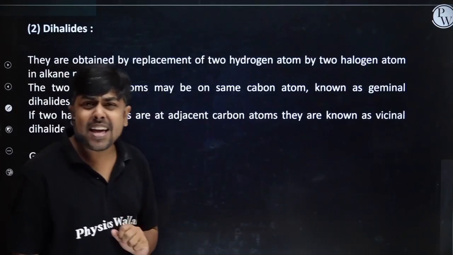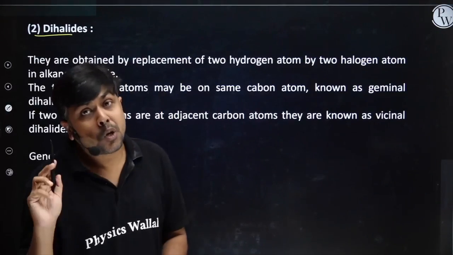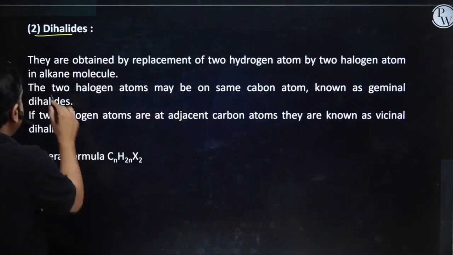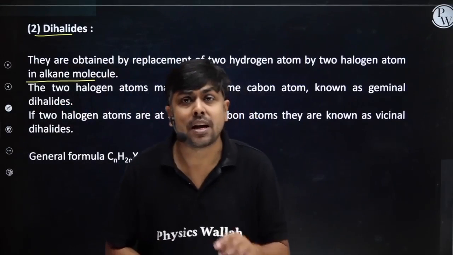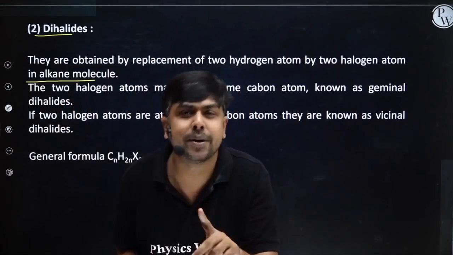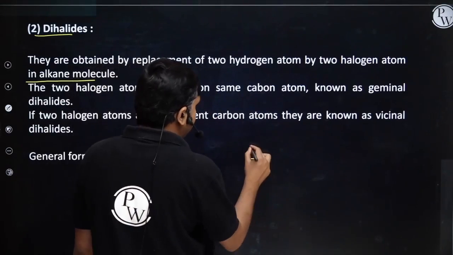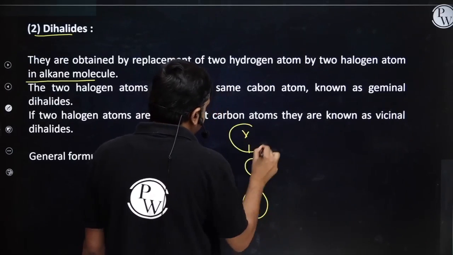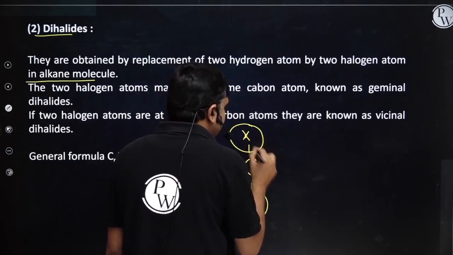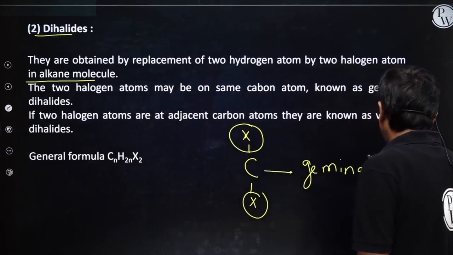Second, dihalide. Two hydrogen atoms are replaced by two halogen atoms in the alkane molecule, right? If the two halogen atoms are connected to the same carbon, it is referred to as geminal dihalide, like this, CX2. Both the halogen atoms are connected to the same carbon. It is geminal dihalide.